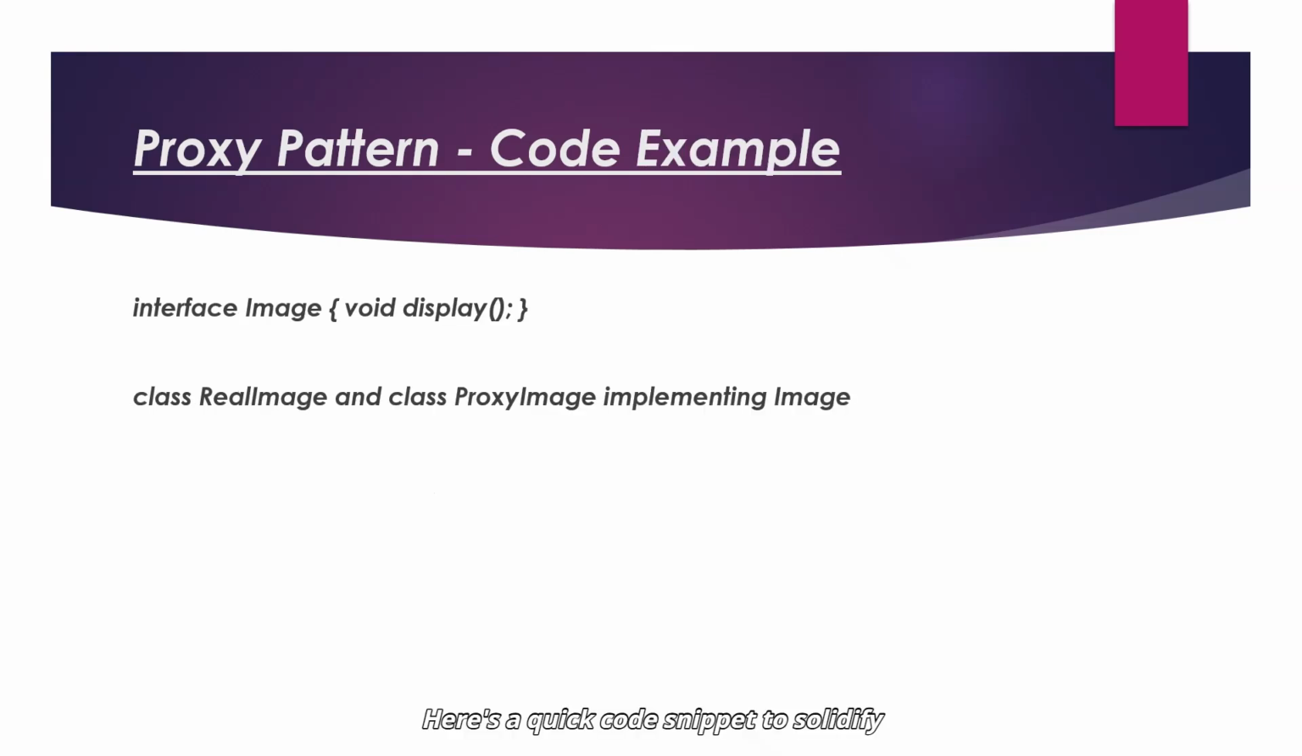Here's a quick code snippet to solidify the concept. Suppose we have an image interface and two classes, real image and proxy image. The proxy image only loads the real image when the display method is called for the first time. This saves precious memory if the image is heavy and not always needed. This is a perfect example of a virtual proxy. Notice how the client code remains simple. It just calls the display method without worrying about whether the image was loaded already or not.